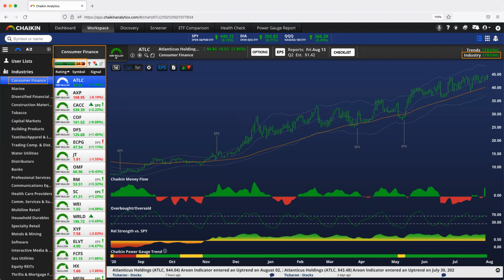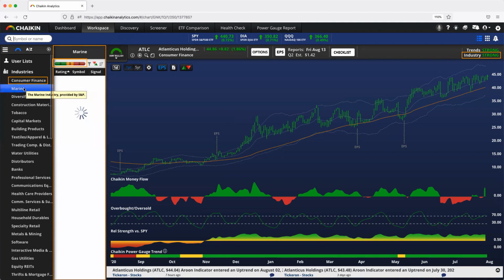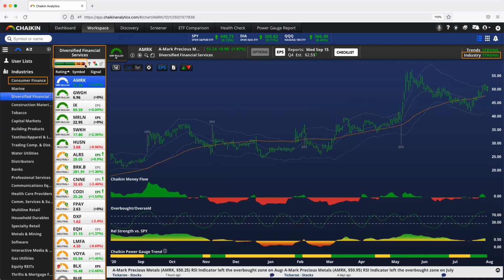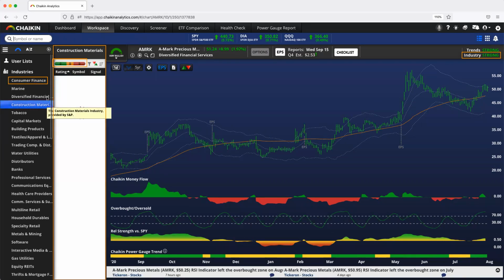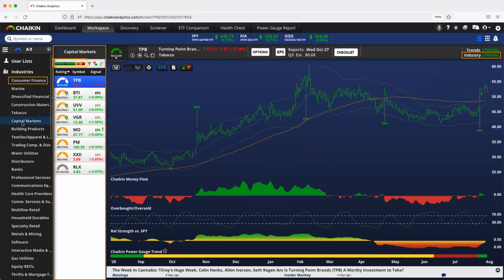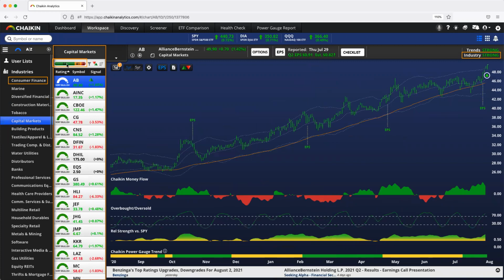The next group, marine, is going to be the second strongest group. Here you go. 0 bears again, 8 bulls. What about diversified financial? 6 bulls, 0 bears, and so on and so forth. 2 and 0. Tobacco is 1 and 0. On to capital markets, 58 bulls, but 2 bears. So the ratio, of course, isn't quite as good.